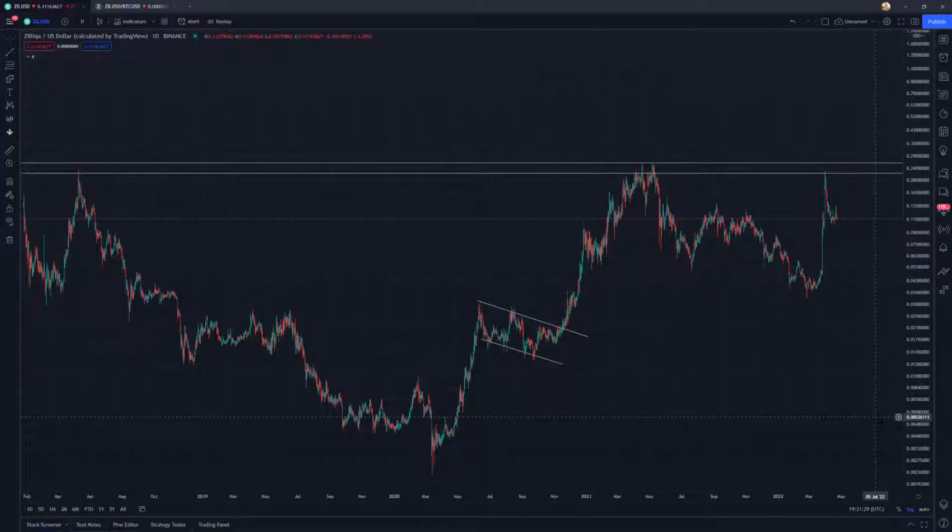Alright, so let's dive in here with the Zil chart. In my last video I discussed the major resistance area between 22 and 27 cents. You can see how there was a major peak in 2018 and then again in 2021, and most recently, just a few weeks ago, we were rejected there.